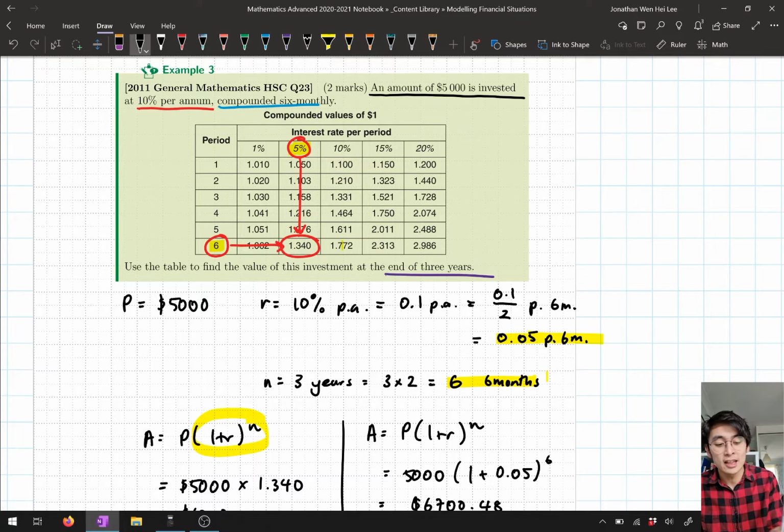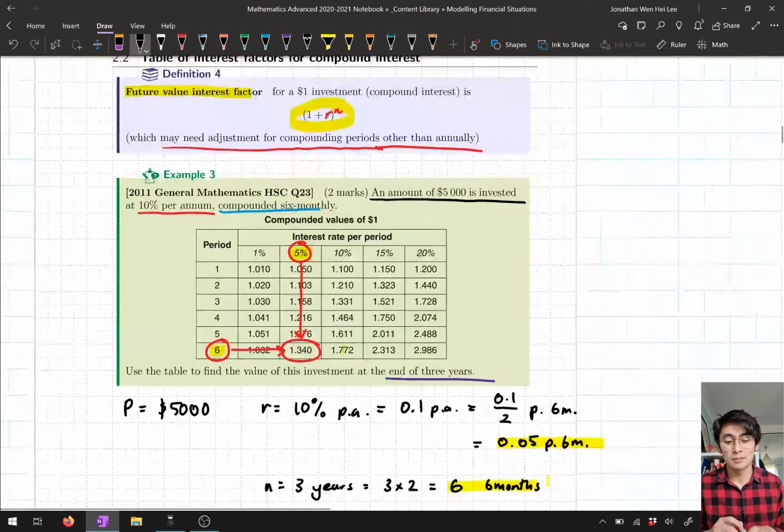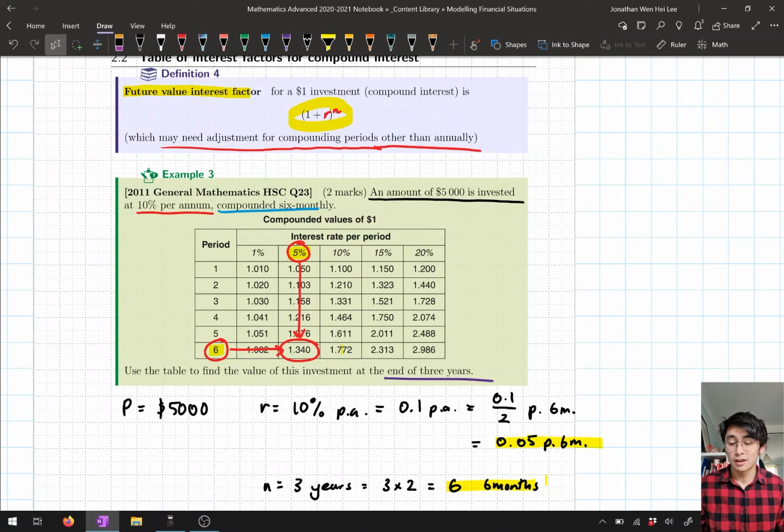So here it said at the end of 3 years. And in this particular scenario, 3 years is just 6 lots of half years. And so once we've done that, we can just read off the table. So find our interest rate at the top, find our number of periods at the left, and just match it up. And then multiply that amount by the present value that we're investing by. Okay. So that's how we can use a compound interest table to actually help us find compound interest.